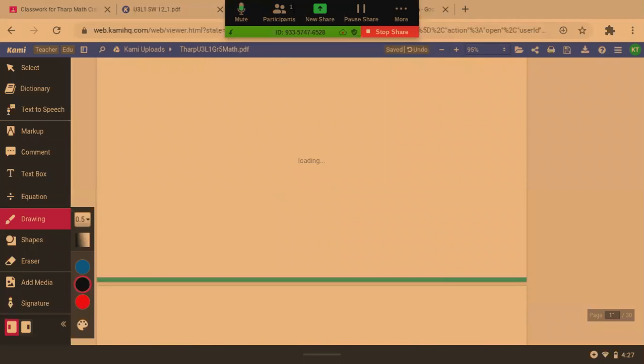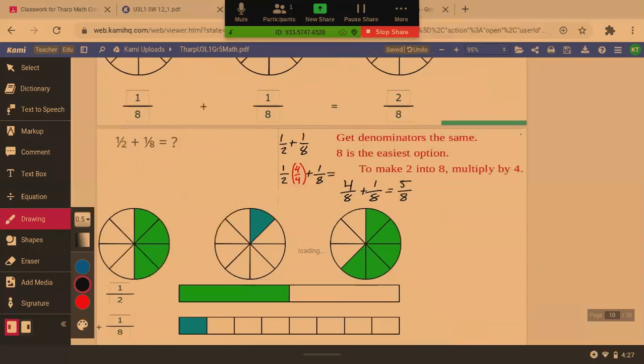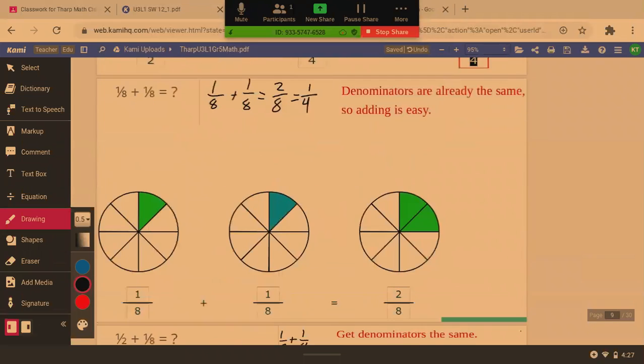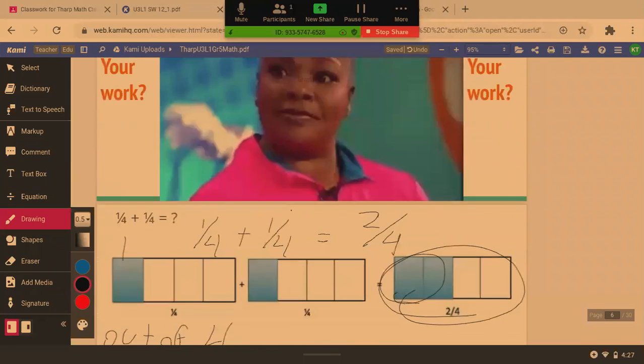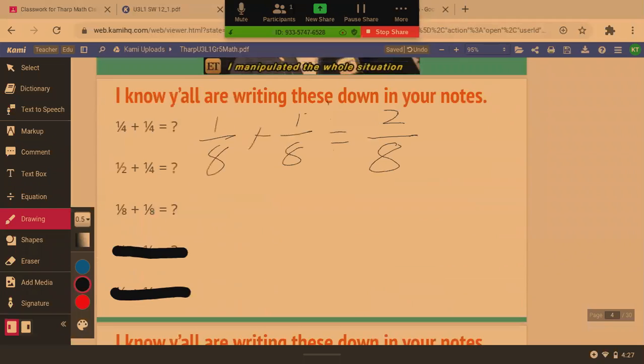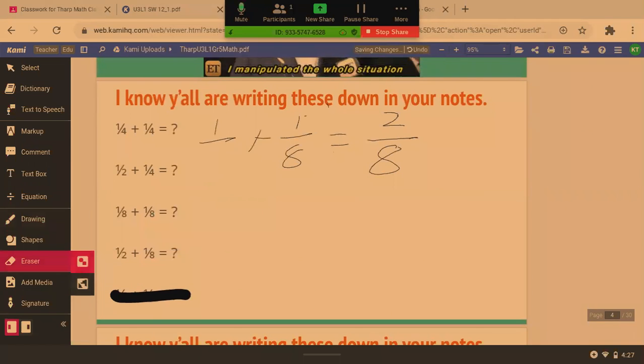Let's go down and look at the visual. Whoop, I went too far. There we go. 1 over 8 plus 1 over 8. The denominators are the same, so adding is easy. 2 over 8. Okay, let's shake things up a bit and go on to our next problem.